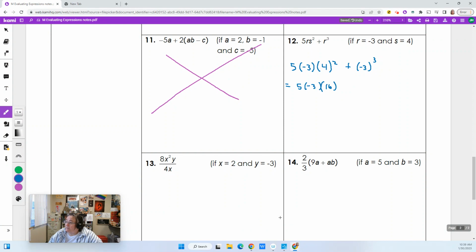I'm going to try and make it prettier. I don't know how successful I'll be. That's not too bad.